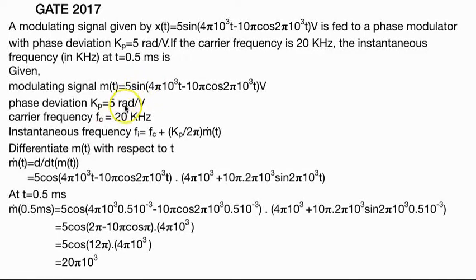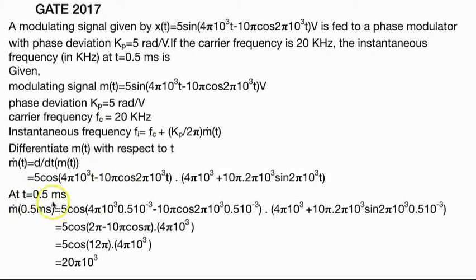It's given that k_p and f_c, we know that the instantaneous frequency of phi is f_c plus k_p by 2 pi times m'(t). 2 pi is mentioned over here because of being converted from radian per second to just per second, and differentiation of m(t) is required. Now differentiate m(t) with respect to t. We get this whole expression with the help of product differentiation.